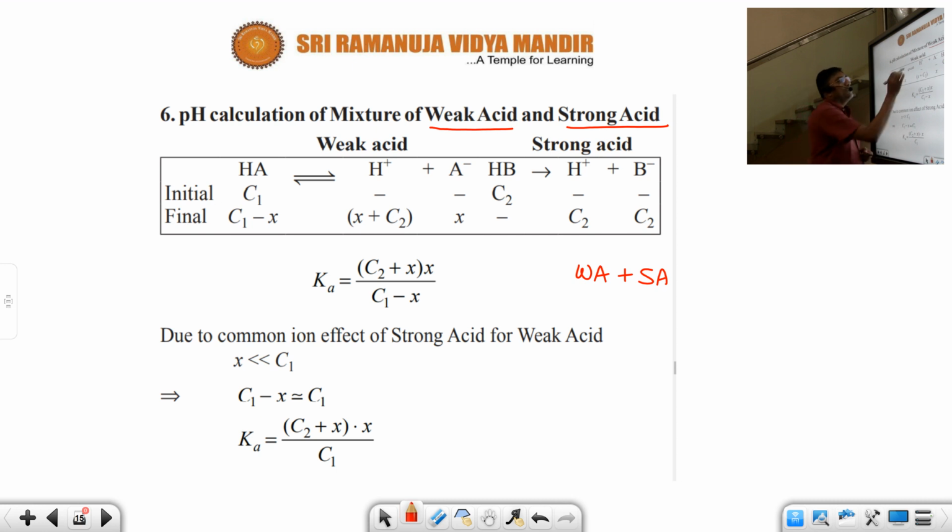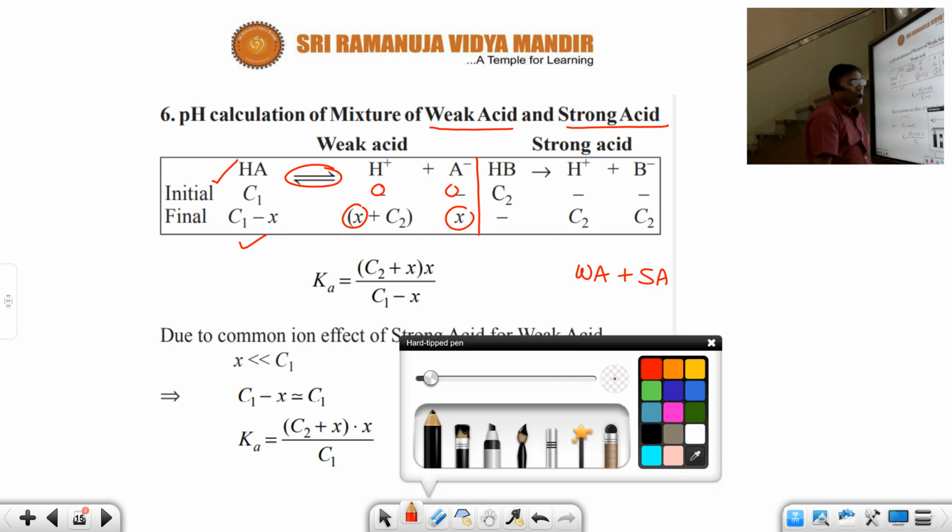As it is weak, you have to write the equilibrium, because it is not completely dissociated. Initial concentration is C1 and initially the products are 0. And how much is dissociated? C1 minus X. Students, C1 minus X. And what is formed here? X is formed, and here X is formed. So up to here, this is all about the weak acid.